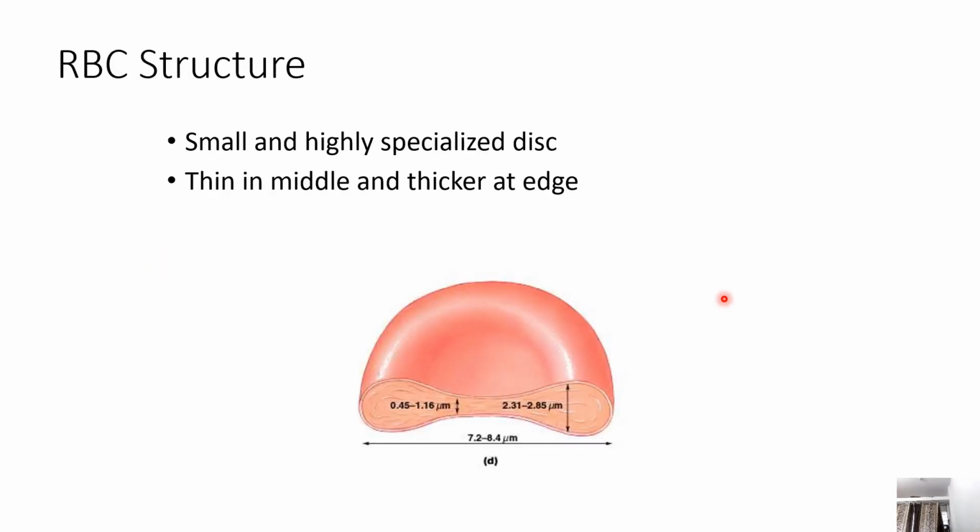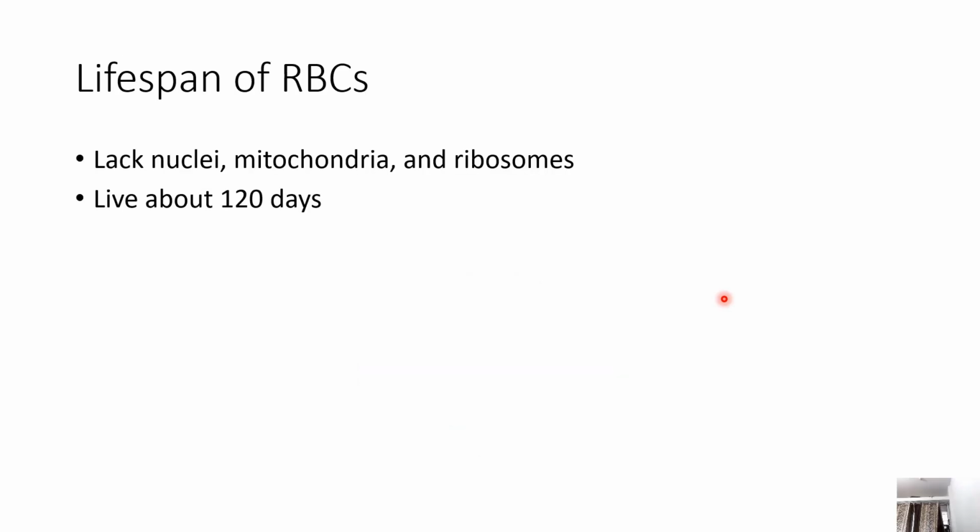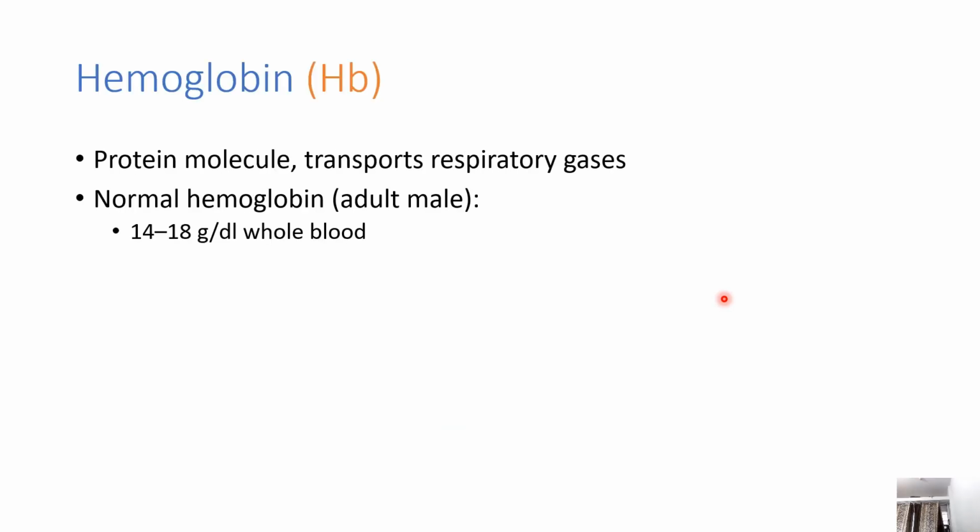Now, what is the structure of RBC? Small and light, a highly specialized disc-like structure, thin in the middle and thicker at the edge. They lack nuclei, mitochondria, and ribosomes, and they live about 120 days. Hemoglobin is a protein molecule that transports respiratory gases. Normal hemoglobin in an adult male will be 14 to 18 grams per deciliter of whole blood.